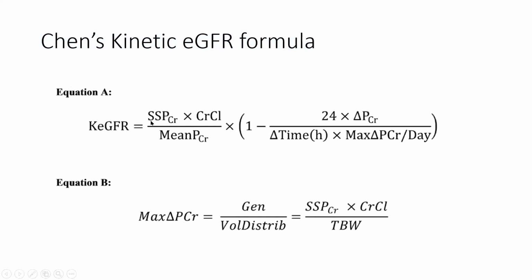It takes into account the steady state plasma creatinine, the creatinine clearance calculated from the steady state, the mean plasma creatinine, which we can calculate from the mean of any two available serum creatinine values, and 1 minus 24 into delta plasma creatinine, that is the change in the plasma creatinine over a period of time, the time in hours, and the maximum change in plasma creatinine per day. This maximum change in plasma creatinine per day for any person depends upon the generation of the creatinine and the volume of distribution, which can again be calculated by this formula.